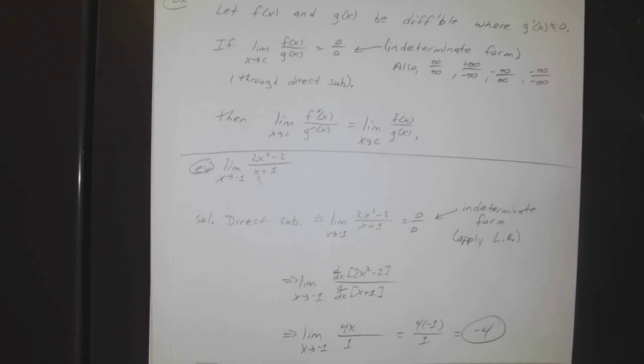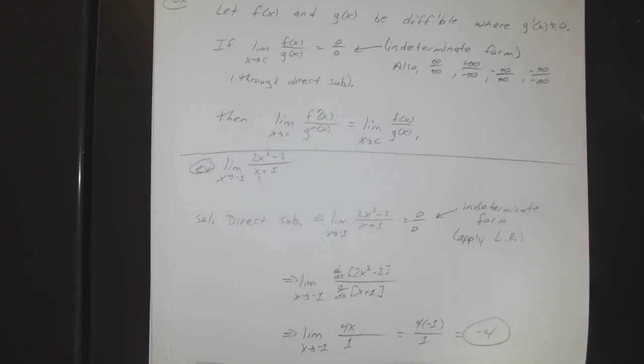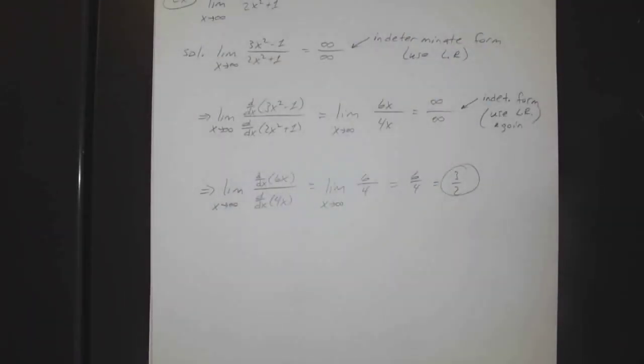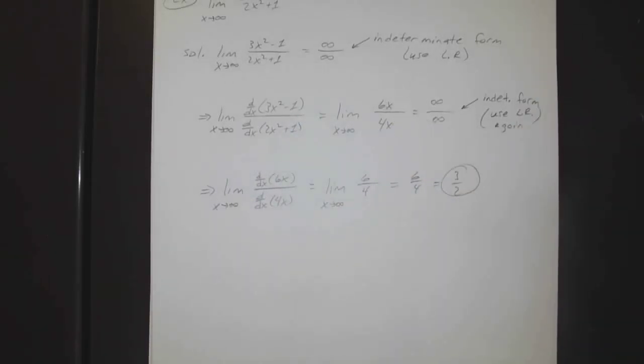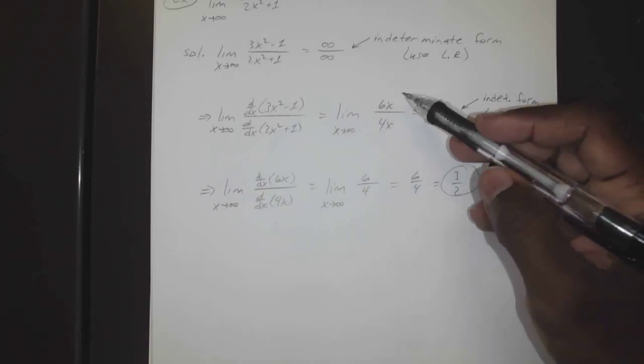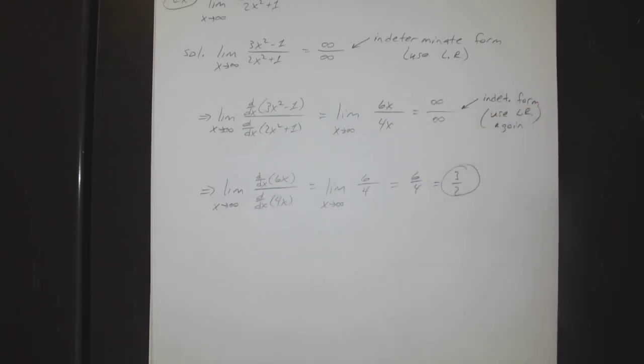I'm probably not thinking right now, but couldn't 6x over 4 just be simplified to 3x over 2 without needing to go ahead with the second derivative? Oh yeah, you could have just canceled that out, but it was kind of to show that you can apply it more than once. If you did cancel out the x's, it would have done the same thing. Right, okay.